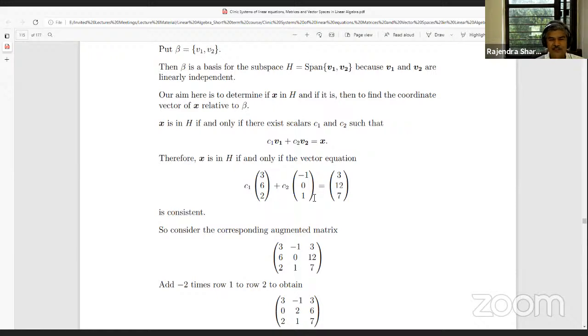And you can also prove that these two are linearly independent, and therefore V1 and V2 form a basis, for example, for R2 over R. So do you want more on this?